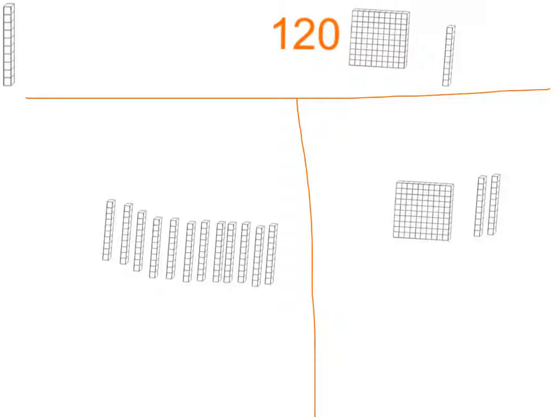Of course we could represent this number in ones, but we would need how many ones to represent this number? Yep, we would need 120 ones to represent this number. And that's a lot of counting. So remember, 12 10s is the same as 120.